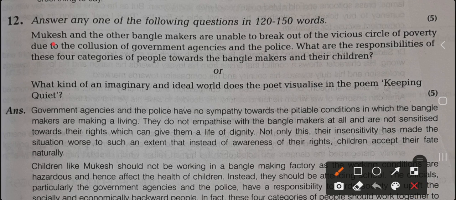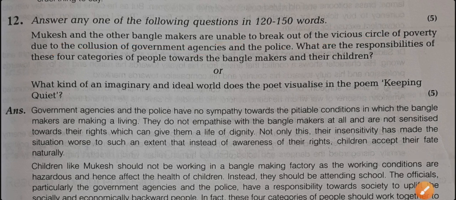First, we have a statement or assertion in front of us. So, we have to first understand this assertion, and then we have to answer the later part, that is the question. So what is the statement or assertion in front of us? The statement is that Mukesh and other bangle makers are unable to come above the poverty. Now, the question has been asked, what are the responsibilities of these four categories of people, that is government agencies and the police, towards the bangle makers and their children?